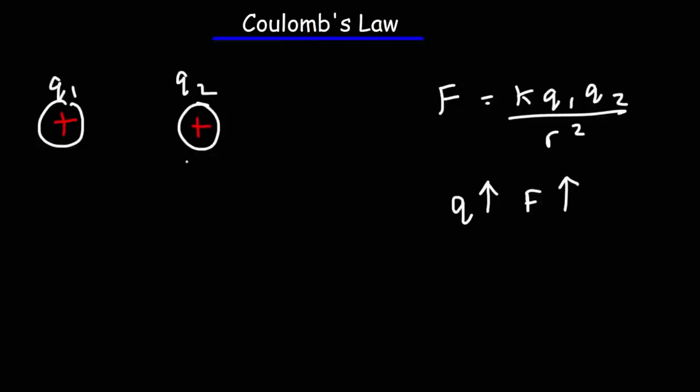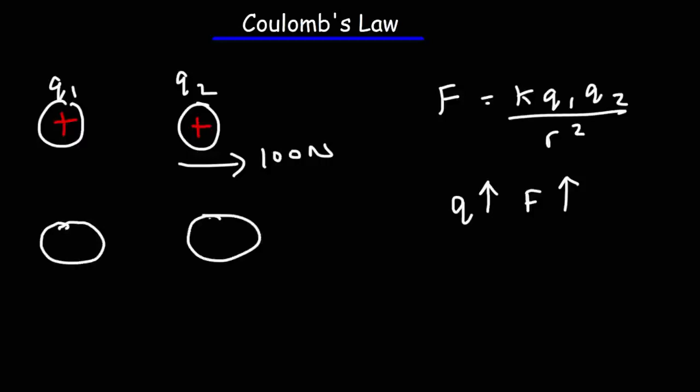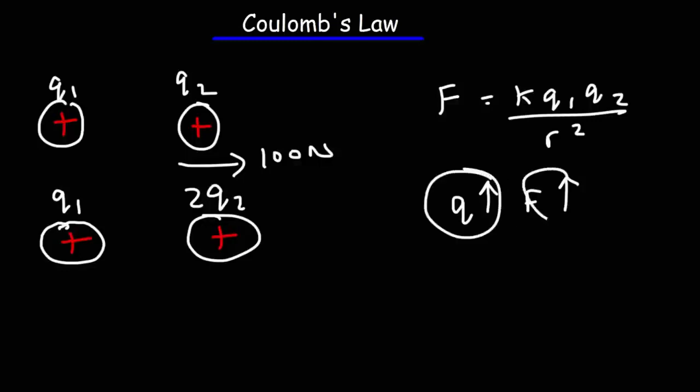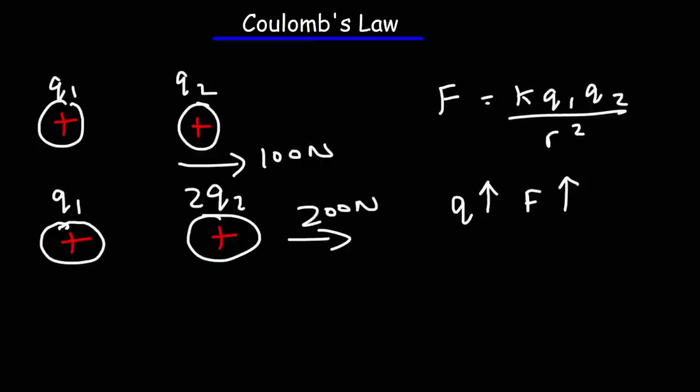And let's say the force acting on each of them is 100 newtons. Now, what do you think is going to happen if we increase the magnitude of one of those charges? Let's say we double the value of Q2, so it's 2 times Q2. Well, since we increase the magnitude of the charge, the electric force is going to increase in value. It's going to double. It's going to become 200 newtons. So if you double the magnitude of one of the charges, the force will double.